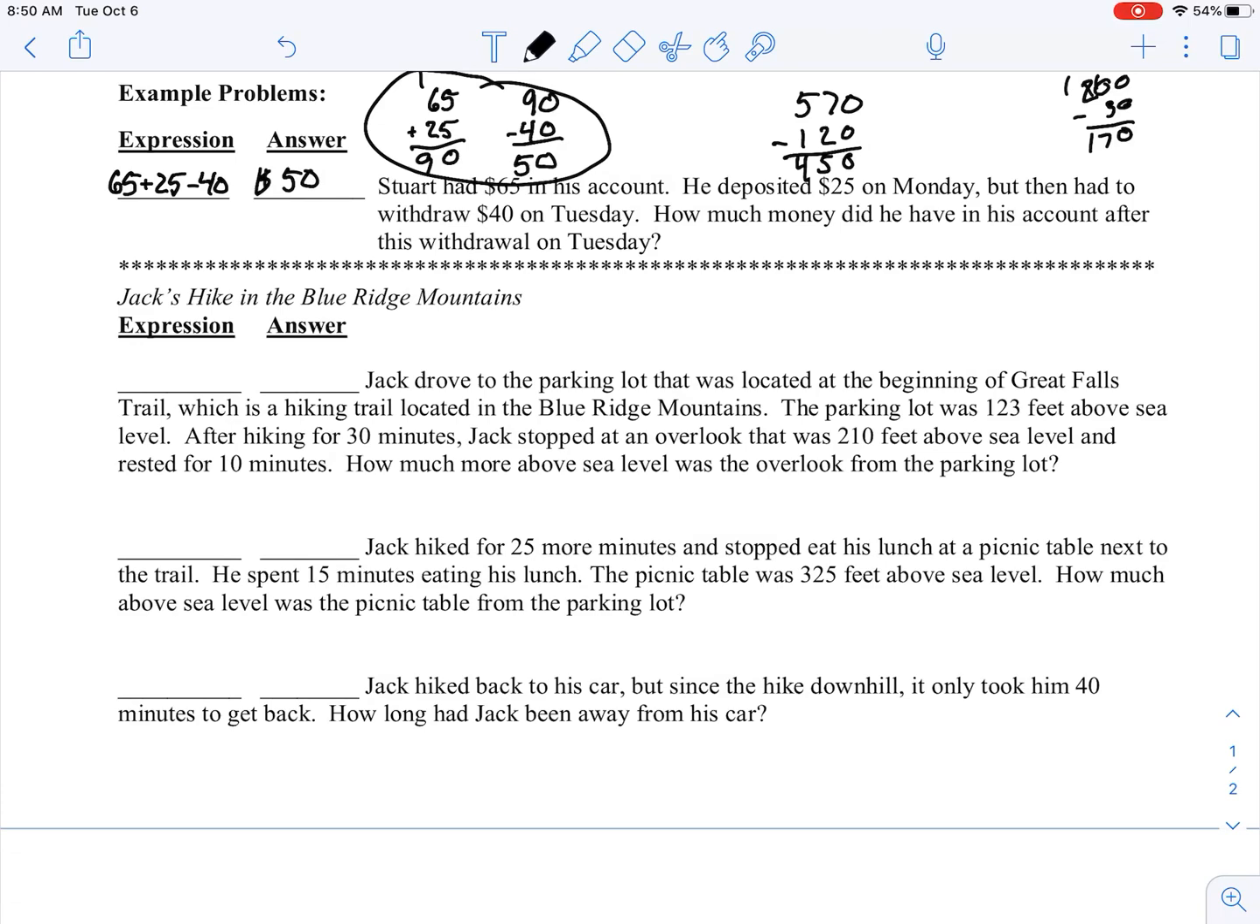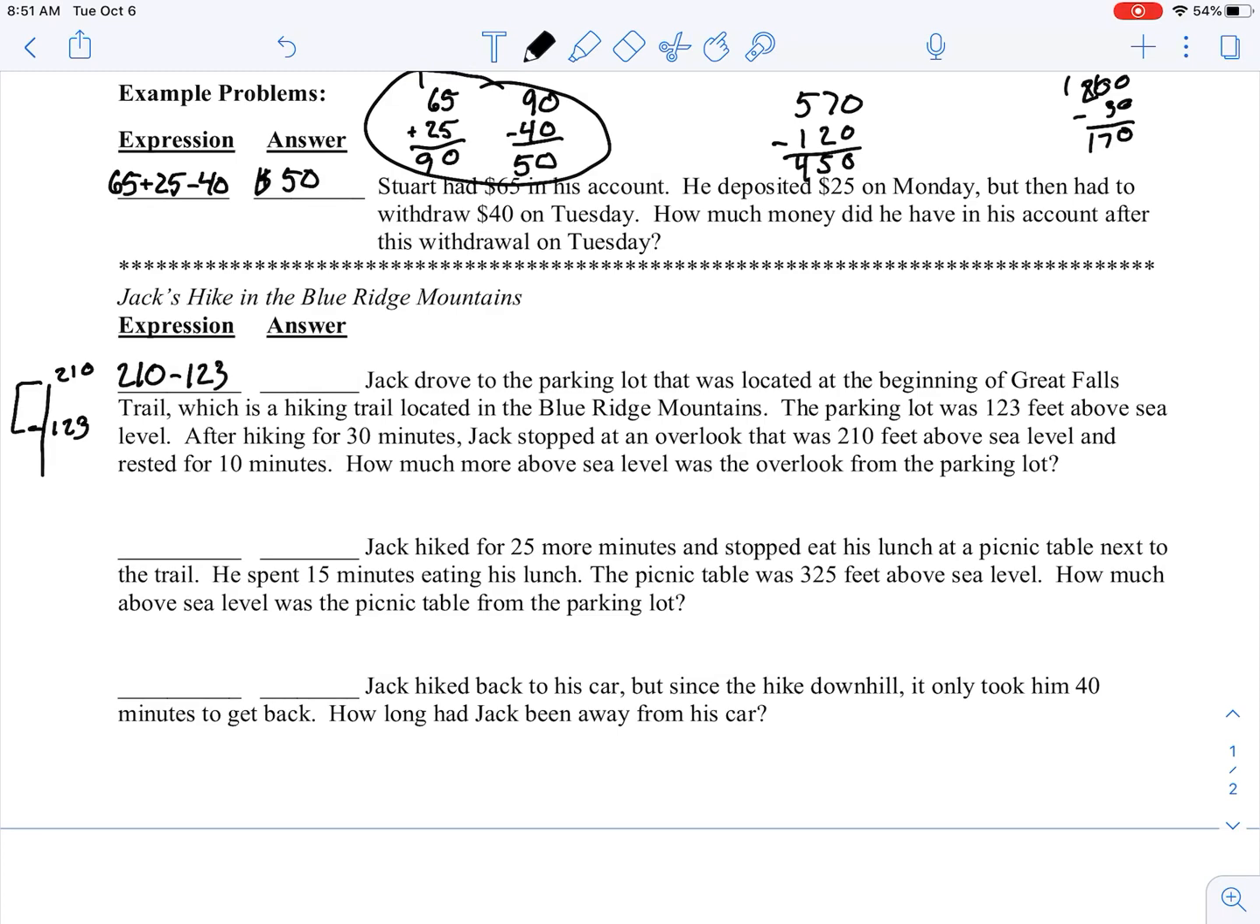So we're worried about how much more above sea level was the overlook from the parking lot. Well, we're going to start with our bigger number there because we want to know how far above it he was. So if we're thinking of he hiked and he was at 123 feet, and then he hiked some more and he was at 210 feet, we want to know this distance here. And we can figure that out by taking that 210 and minusing the 123.